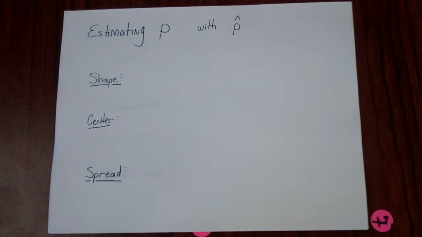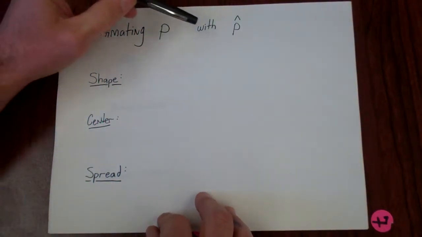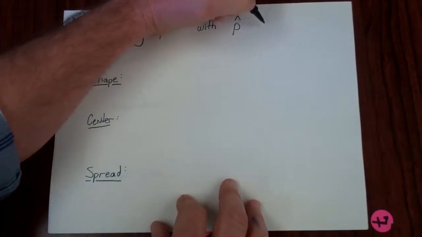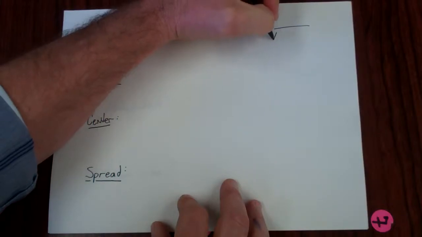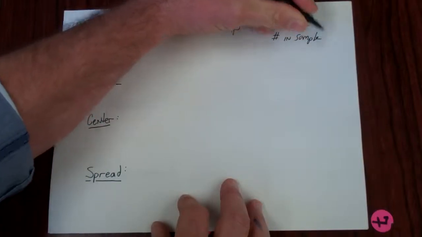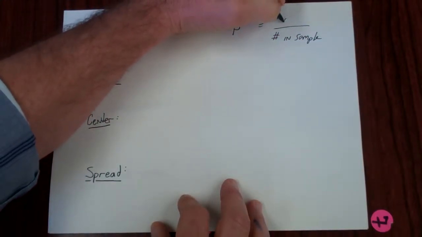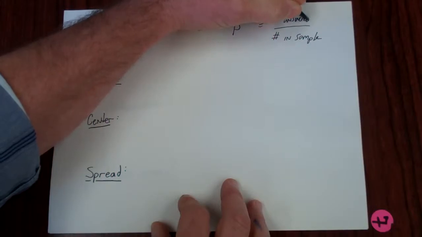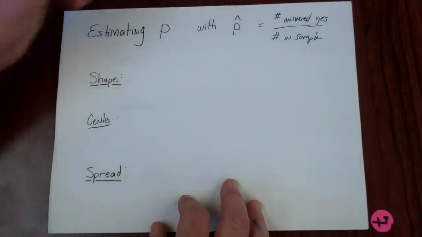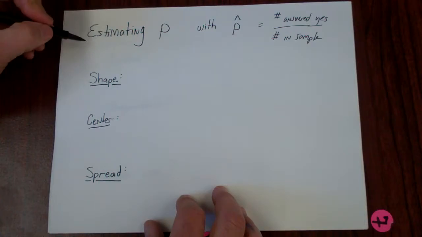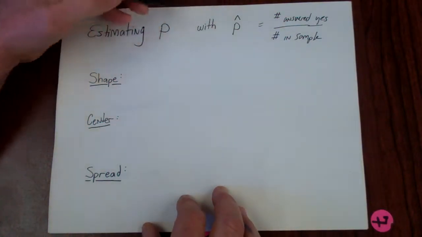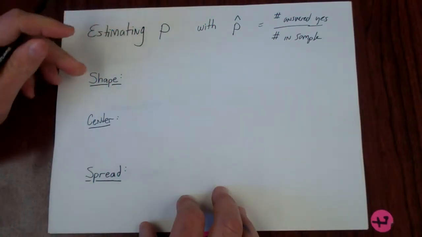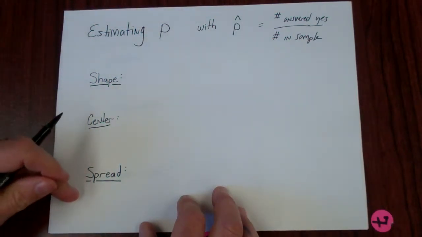The way that we estimate P is with P hat. P hat is simply you take a sample, the number of respondents who answered yes is on the top, and the total number in the sample is on the bottom. When we estimate P with P hat, we can think about the sampling distribution of P hat, and we can talk about shape, center, and spread.